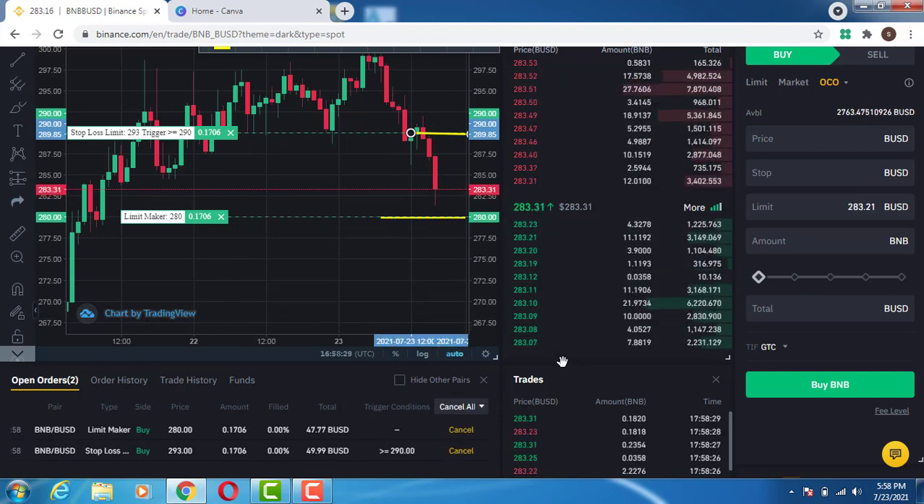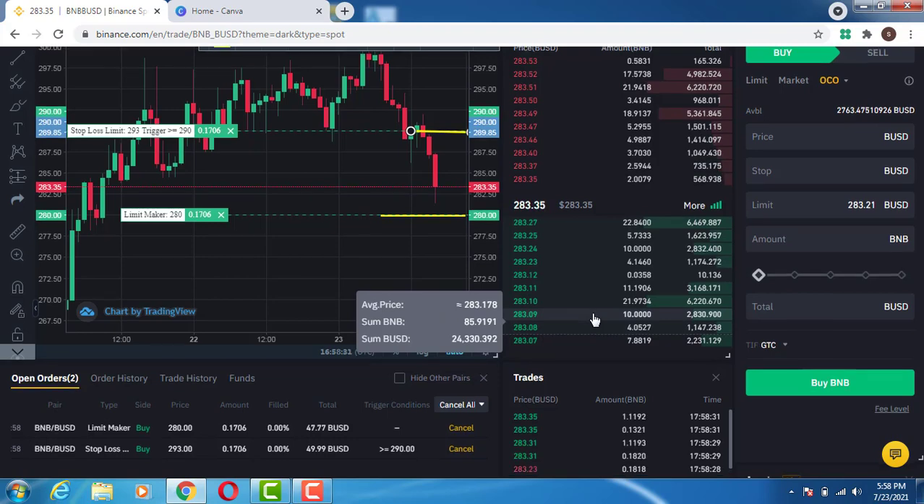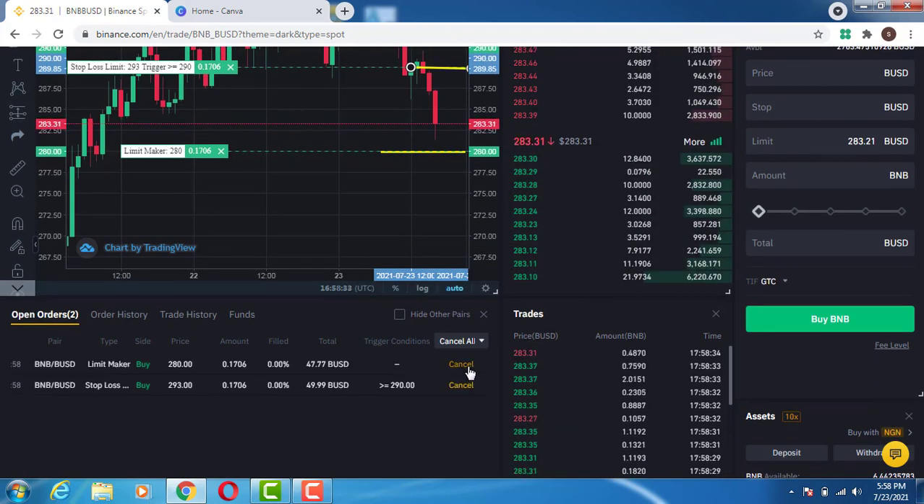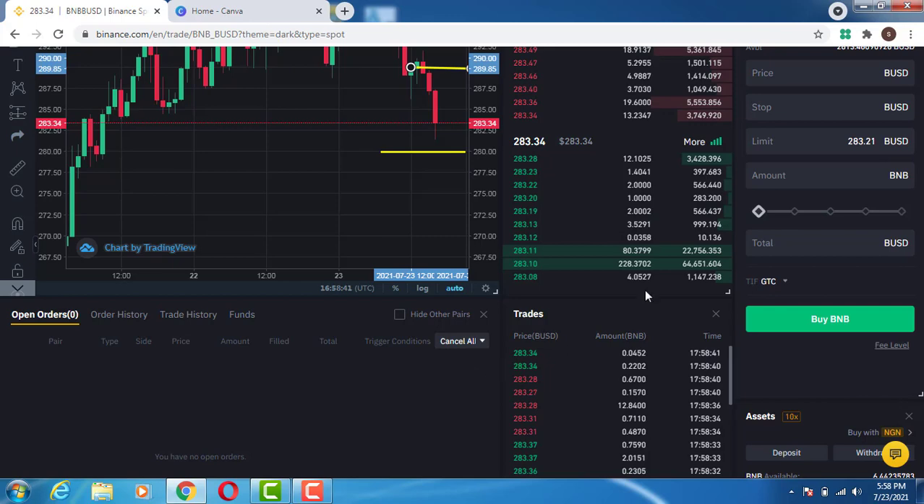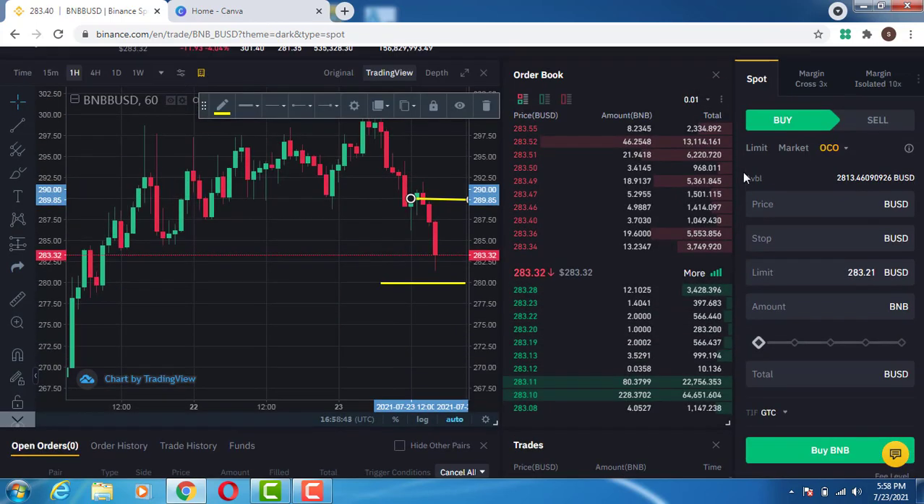So right here, since it's an OCO order, which means one cancels the other order, if I cancel one of these orders, the other order will automatically cancel itself. So right here, if I cancel one, then the whole order will be cancelled. That is one cancels the other, that is the OCO order. So that is how you place an OCO buy order.